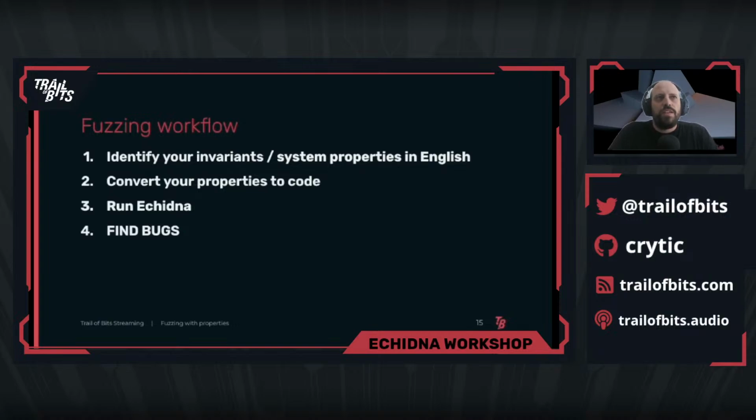The idea is that by providing this properties repo, we took all the hard work of identifying the invariants and converting them to code. So you just have to run Echidna on standard contracts. If you have a standard-compliant contract, like a new token, you can just add the properties to your project, run Echidna, and see if everything is going according to the standard.